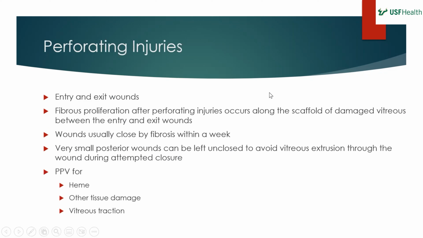Okay. So perforating injuries, we already discussed, have entry and exit wounds. Basically there's scar tissue or fibrous proliferation between the two, sometimes through the vitreous scaffold. These usually will seal within a week. That is why with a lot of these patients with posterior ruptures, you'll wait a week to go in and fix a detachment or remove a vitreous hemorrhage and see what's back there. Actually, a lot of posterior wounds can be left and they can close by themselves. You can't even get to them.